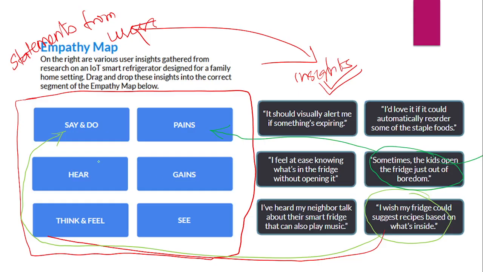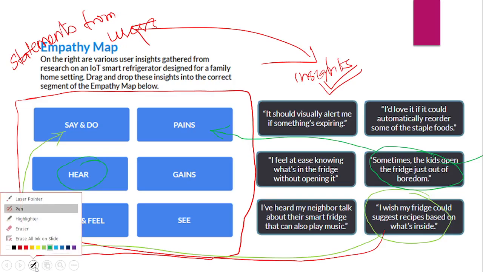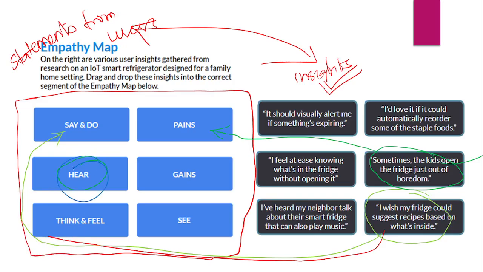Next, hear. What you hear? So I heard my neighbor talk about the fridge that can play music also. So based upon the user's words, you have to map the insight to that column. Next, what you gain? Based on the user statement, the gain is I wish it could automatically reorder some of the staple foods. So the fridge can order by itself the foods that are not available inside the fridge. So that is called a gain.